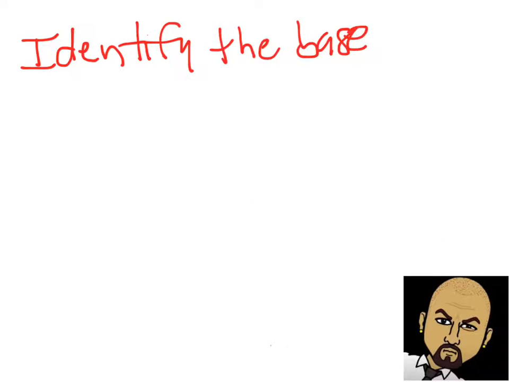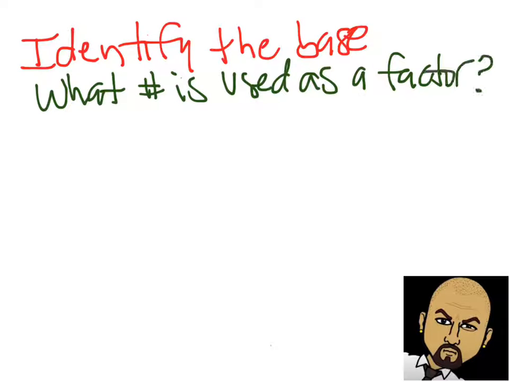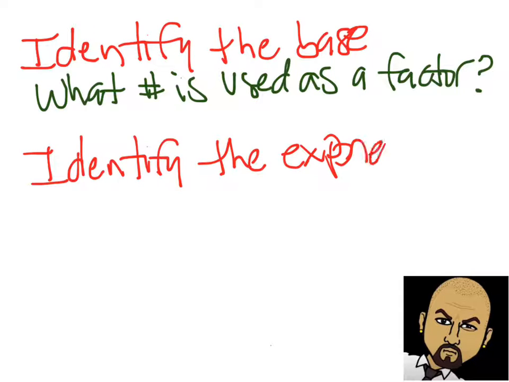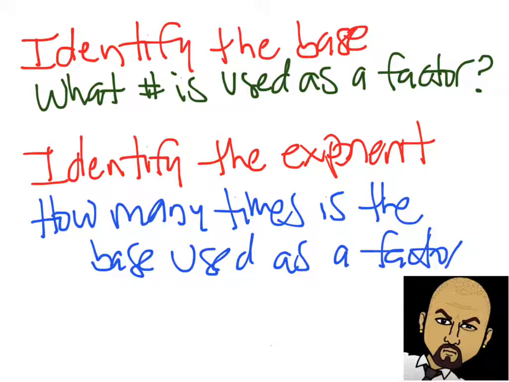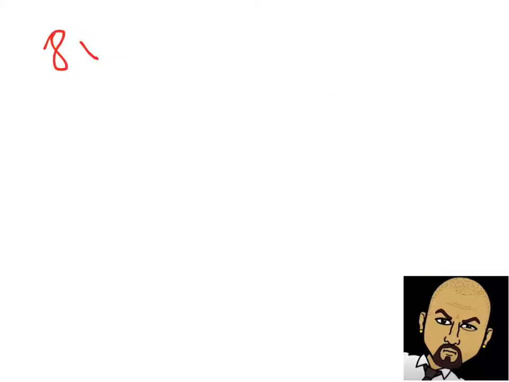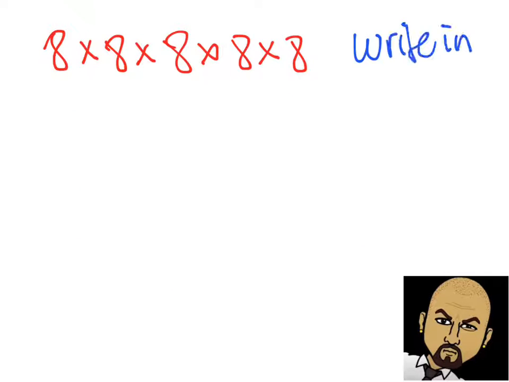First, very important in my class, whenever you're doing powers, you always want to identify the base. Ask yourself, what is the number that is used as a factor? Next, identify the exponent. To identify the exponent, write down how many times the base is used as a factor? That's going to lead you to the correct simplified expressions.